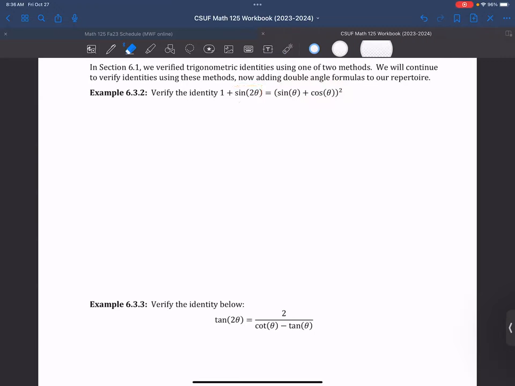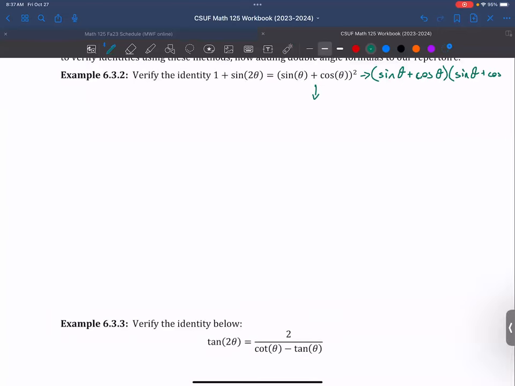So I'm actually going to change gears and work on this right side here. I have a bit more that I can do with the right side because we have an expression that's being squared. We can actually multiply that out, right? And complicate the expression a little bit more to then simplify going forward. So this is essentially sine theta plus cosine theta times another sine theta plus cosine theta.